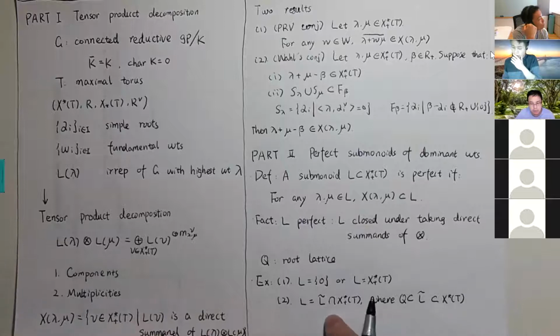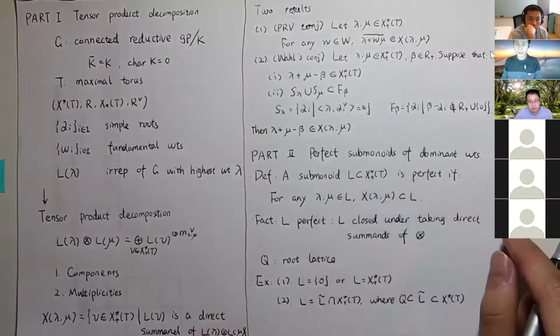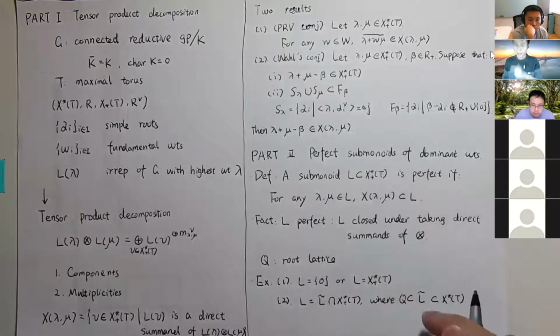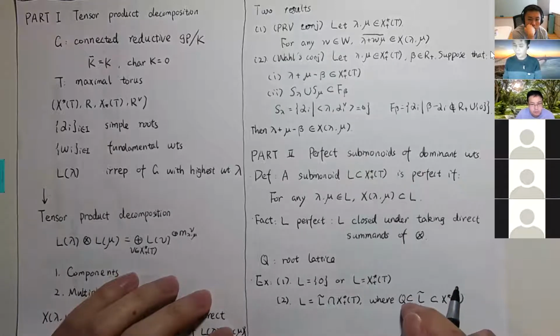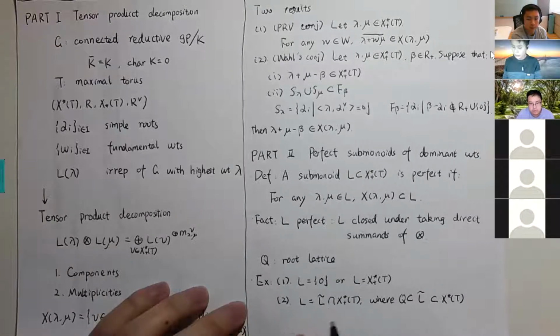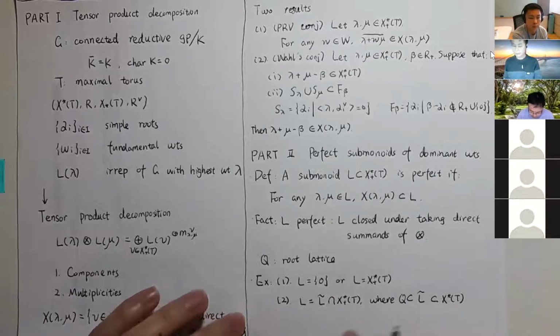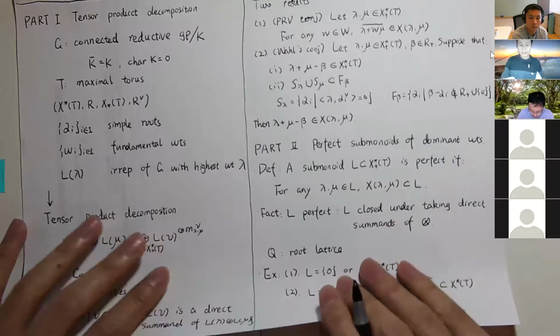This is because any dominant weight nu in X lambda mu can be written as lambda plus mu minus a positive integral combination of roots. So that is in Q, and because nu is dominant, you then have that it is in L. Later we'll see that the general case is somehow related to this case, but not exactly the same. These are two basic examples.